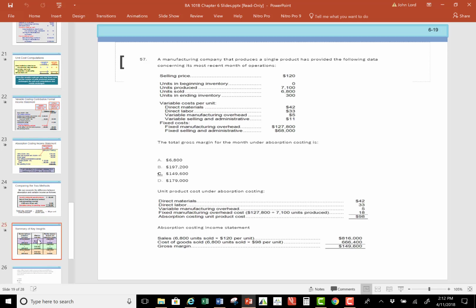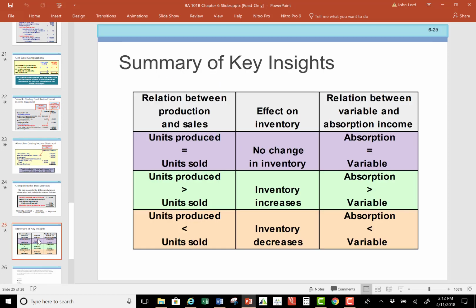Now, where'd that slide go? Do you understand this slide? If you understand what's going on there, you can keep track of what to do by this slide. If my units are going to increase, then absorption is going to hold those on the balance sheet, right? The fixed manufacturing overhead. Meanwhile, variable does what? Expenses it, doesn't it?